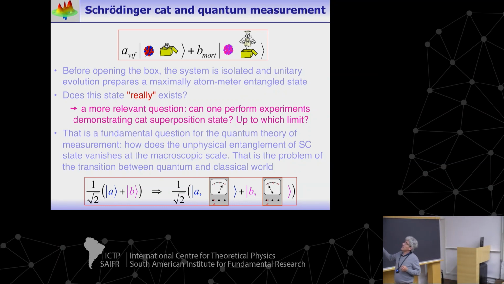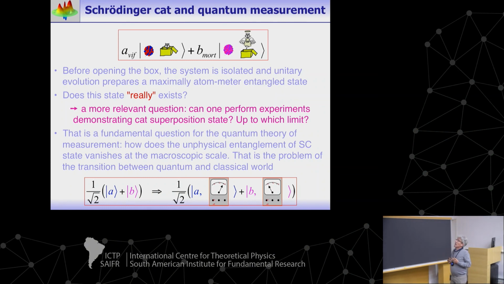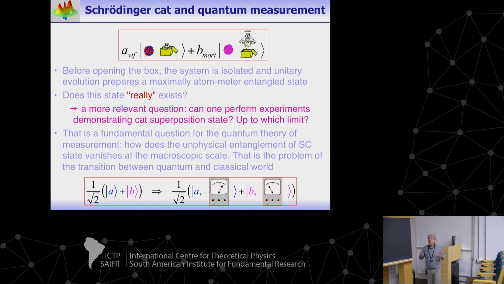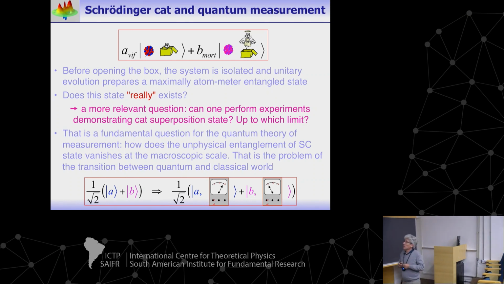And of course, this problem is not just an academic problem. And indeed, fundamentally, the problem has nothing to do with cats. Schrodinger put the cat in the game just to make it more demonstrative, maybe.